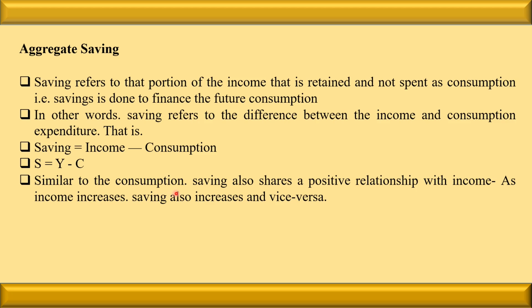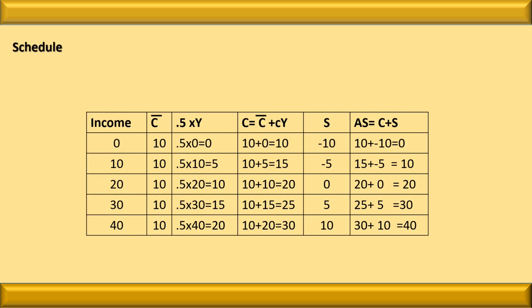Similar to the consumption, saving also shares a positive relationship with income. As income increases, saving also increases and vice versa. Since there is a positive relationship here, if the income increases, the saving also increases and vice versa. Try to understand it with the schedule.